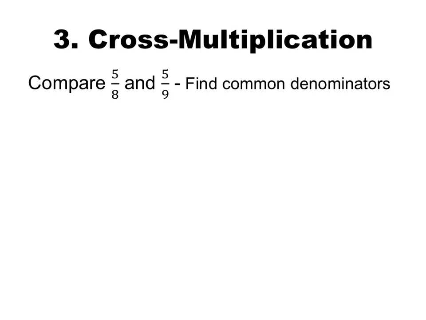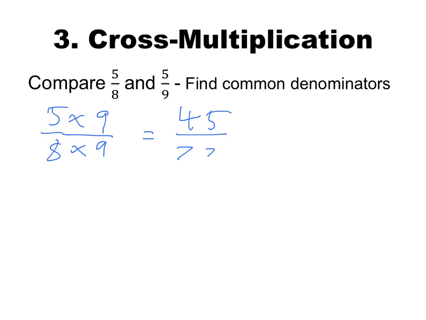Well, let's use the method of finding common denominators to compare these fractions. Then we're going to make some comparisons. And so let's take this fraction 5/8, and I'm going to multiply both the numerator and denominator by 9. And so I'm going to have 5 times 9 is 45, 8 times 9 is 72. Okay, so 5/8 is equal to this fraction 45 over 72.